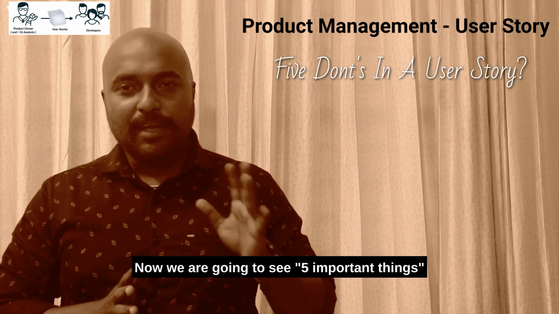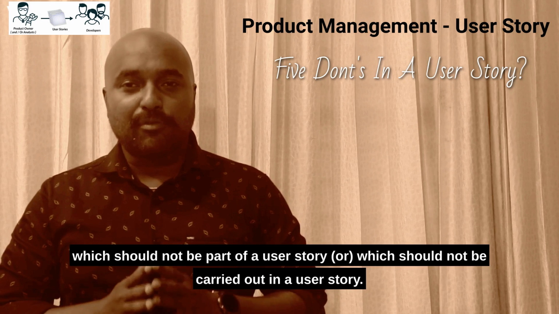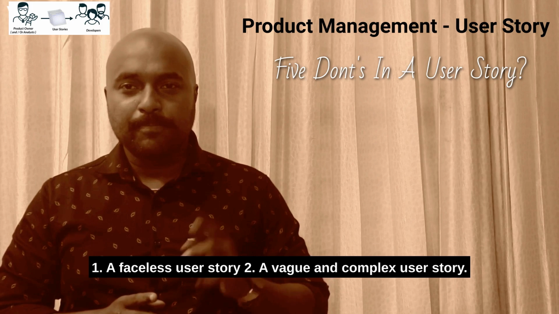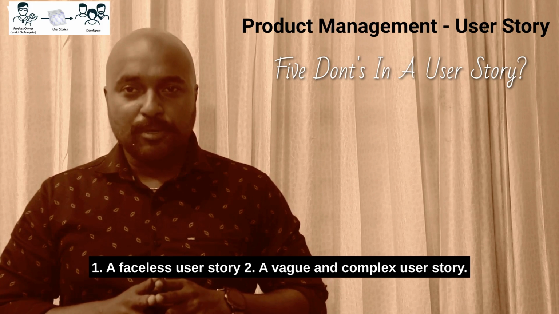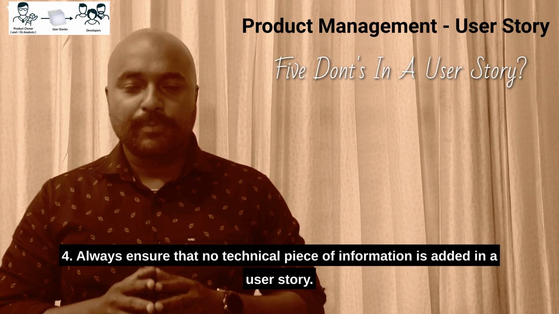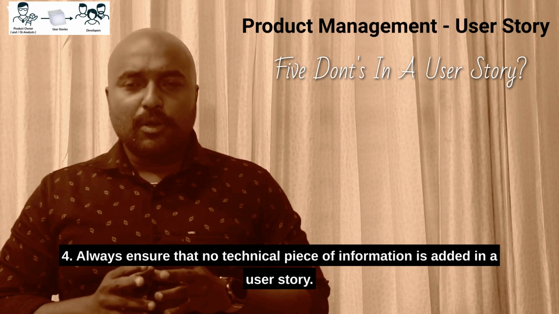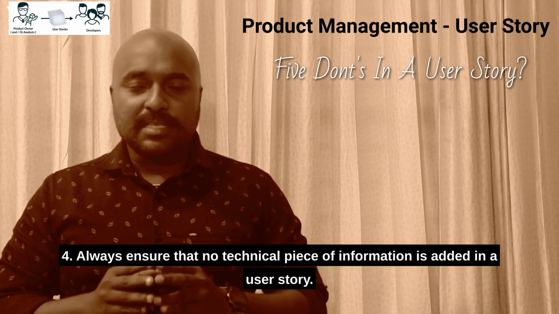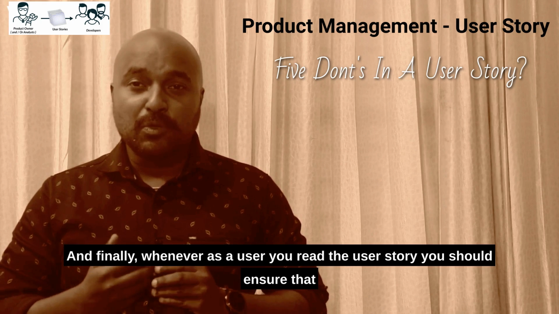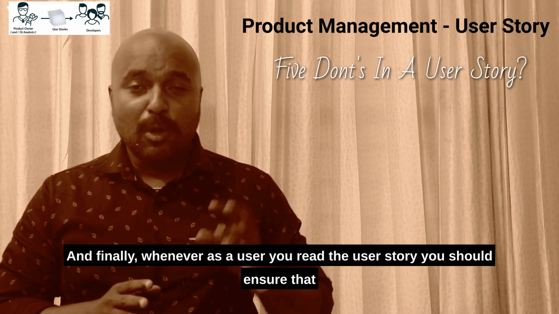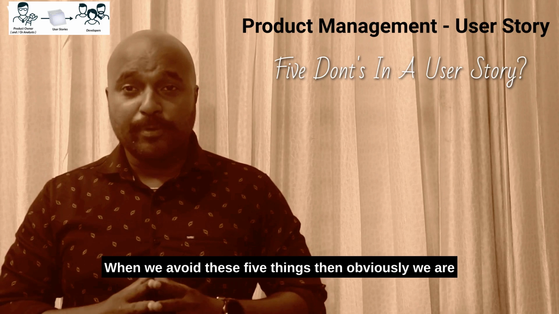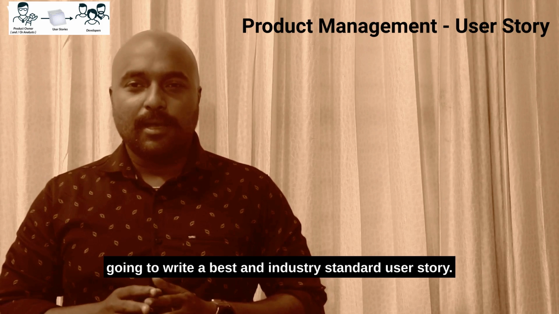Now we are going to see 5 important things which should not be part of a user story, or which should not be carried out in a user story. A faceless user story, a vague and complex user story. Instead of defining why, a user story should not define how. Always ensure that no technical piece of information is added in a user story. And finally, whenever as a user you read that user story, you should ensure that poor context is not present within the user story.